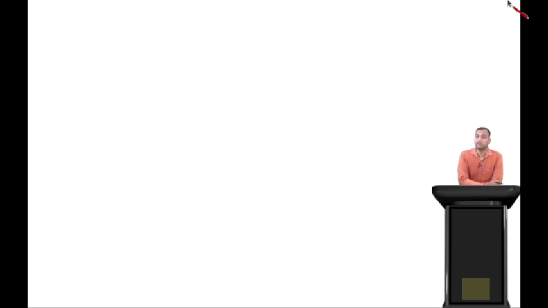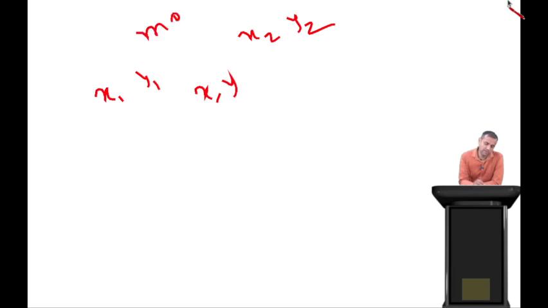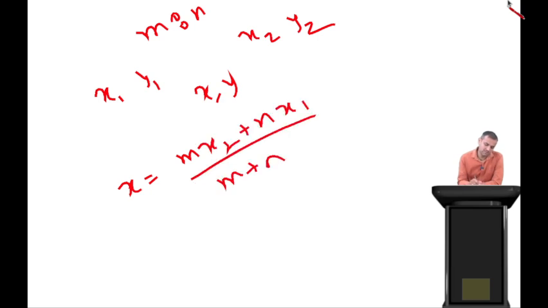Okay students, so what did we learn today? Today we learned about the section formula. If 2 points x1 y1 and x2 y2 are divided by another point x comma y in the ratio m:n, then the coordinates are mx2 plus nx1 upon m plus n, and the same for the y coordinate. Then we learned about the midpoint formula. It is x1 plus x2 upon 2 and y1 plus y2 upon 2. So students, you have to learn these formulas and also apply them to solve the problems.